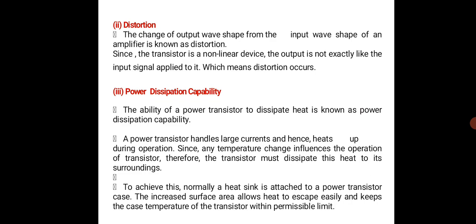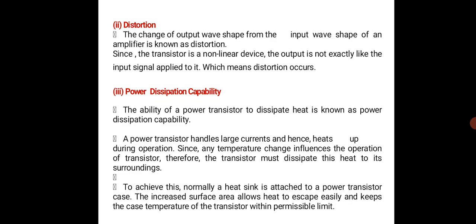Coming to the second factor, which is distortion. Any change of the output shape from the input wave shape of an amplifier is known as distortion. The transistor is a non-linear device, so the output is not exactly like the input signal applied to it, which means a distortion occurs.